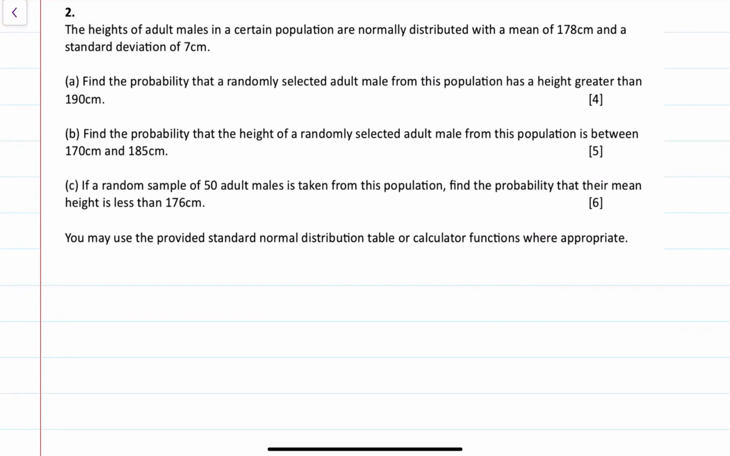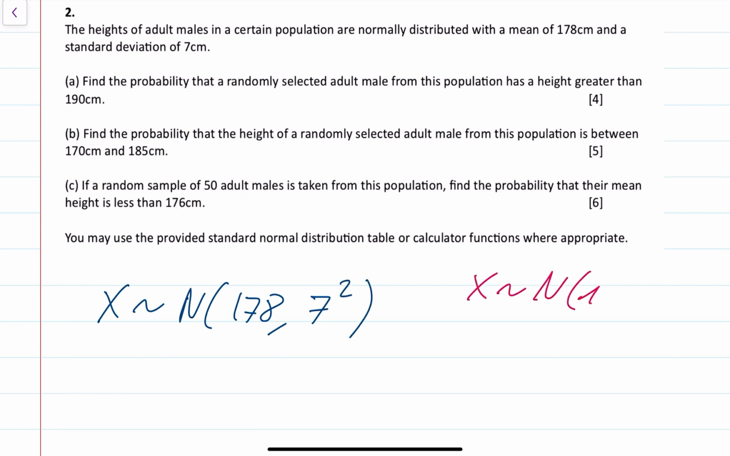Okay, this is a normal distribution question. It says the heights of adult males in a certain population are normally distributed with a mean. So X is distributed normal with a mean of 178 and a standard deviation of 7. So that's how you say X is distributed normal with a mean mu and then variance sigma squared. So in this case, 7 squared.